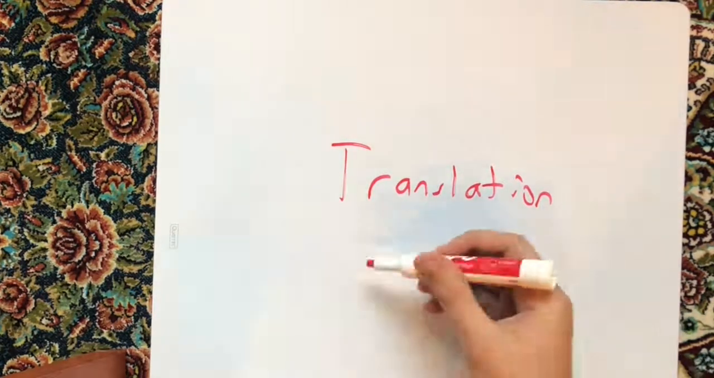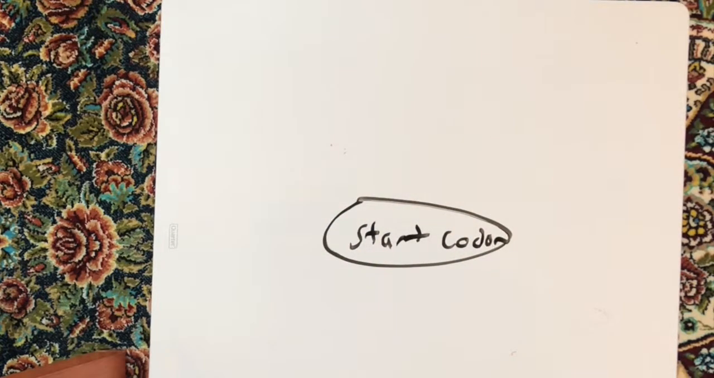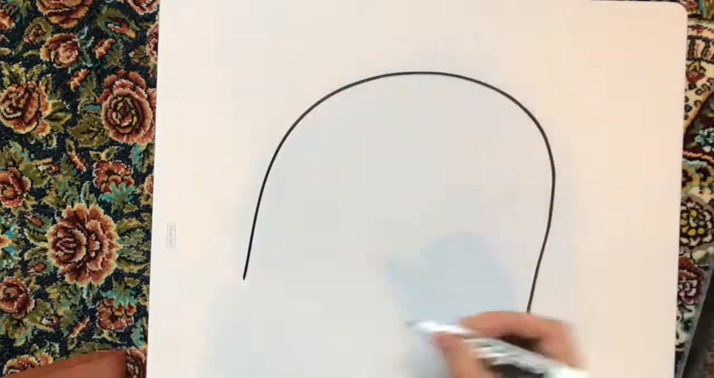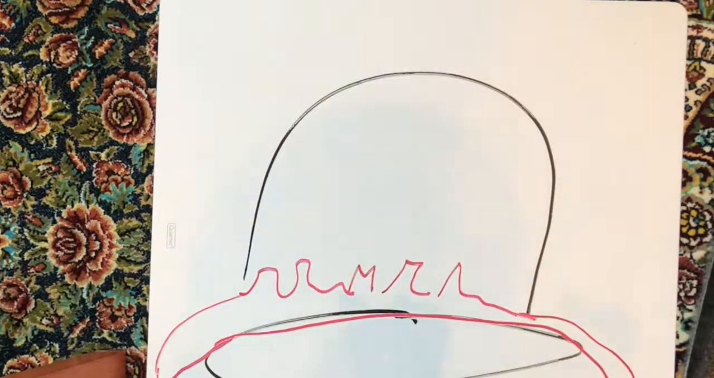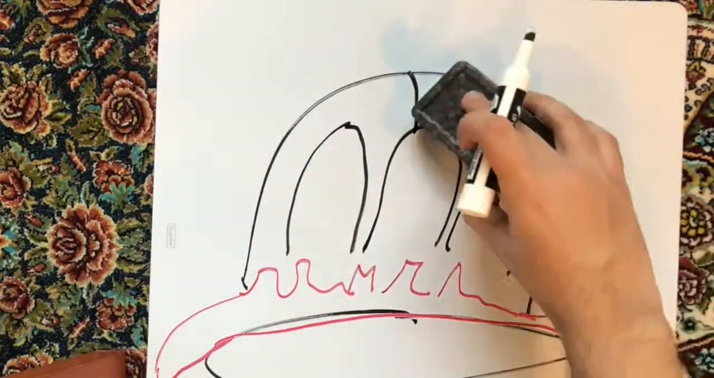Translation is the second process in protein synthesis. To start this process, mRNA will attach to a small ribosomal subunit. When this attachment happens, the start codon should be read, typically AUG. This is done with a series of tRNAs. tRNA is the translator in this process and reads the three letters to make an amino acid.